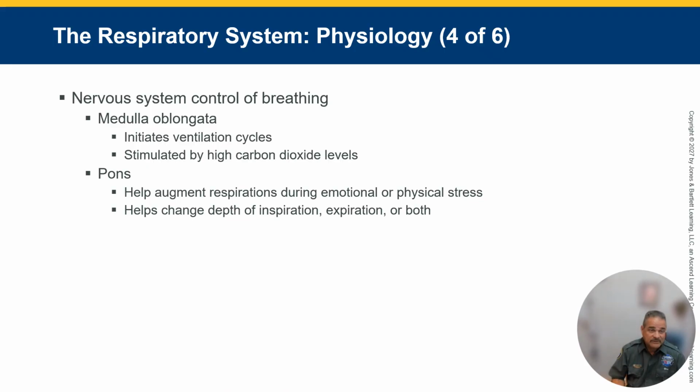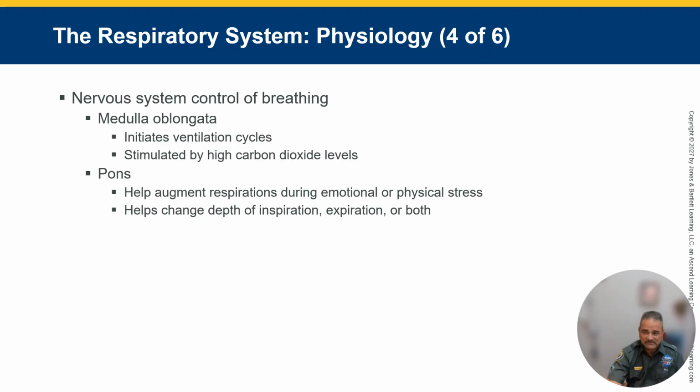So we talked about the nervous system. The medulla oblongata initiates ventilation cycles, plain and simple. It's primarily stimulated by carbon dioxide levels, and overall it helps to control the rhythm of the breathing and initiate respiration, sets the base and pattern for the respiration, and sends the signal to the diaphragm via the phrenic nerve. Please remember phrenic nerve. That's what controls our breathing. That's a test question. Don't miss it.